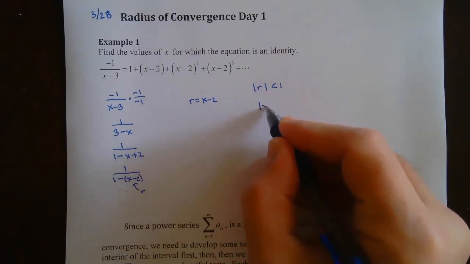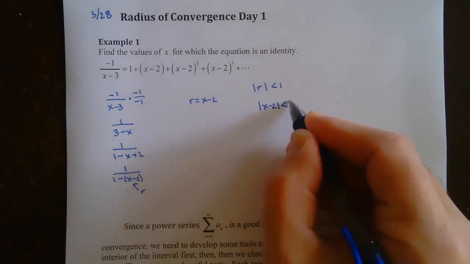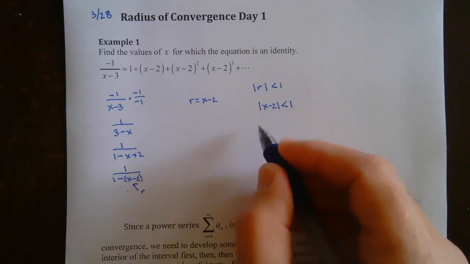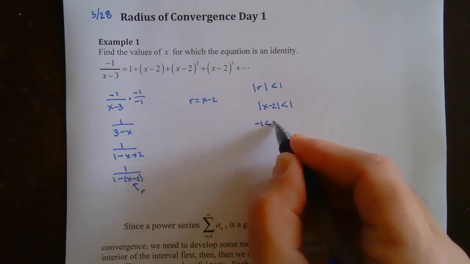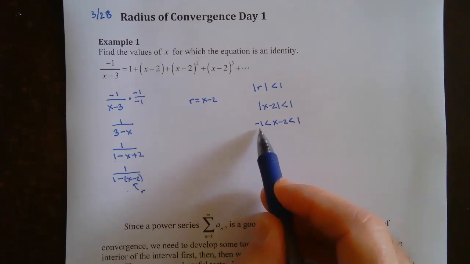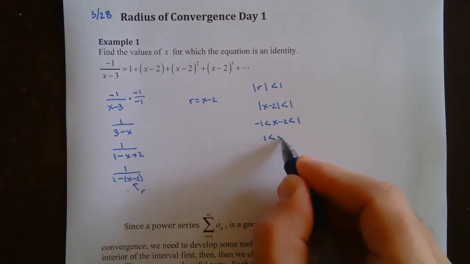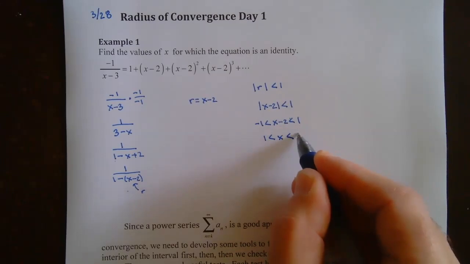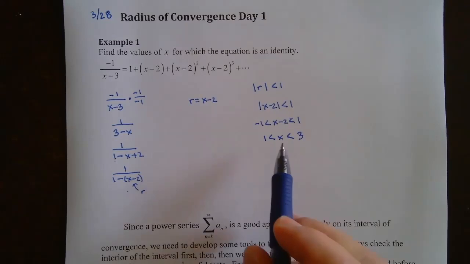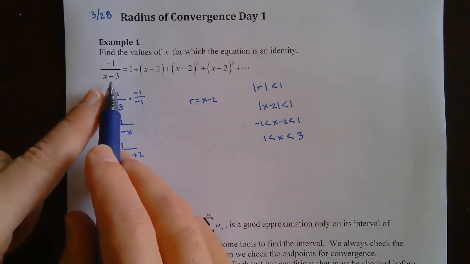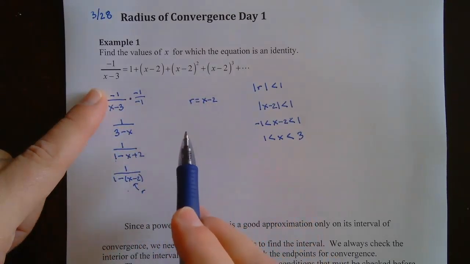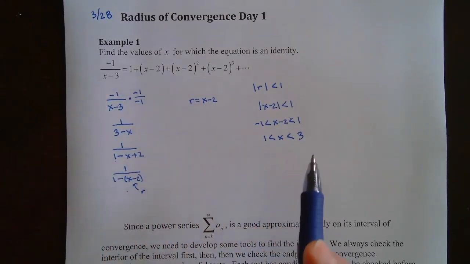So that'd be the absolute value of x minus 2 is less than 1. That means that x minus 2 has to be in between negative 1 and 1. And then we're going to solve this. So adding 2, we get 1 is less than x is less than, and then adding 2 would be 3. So this identity is true only for these x's. This function right here, negative 1 over x minus 3, and this infinite series here is only true when x is between 1 and 3.